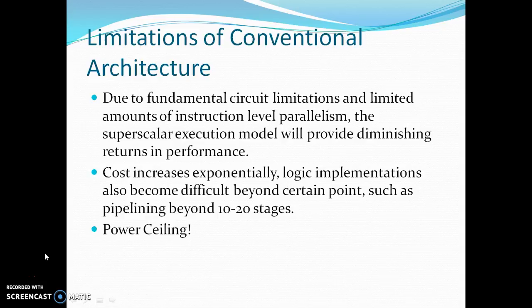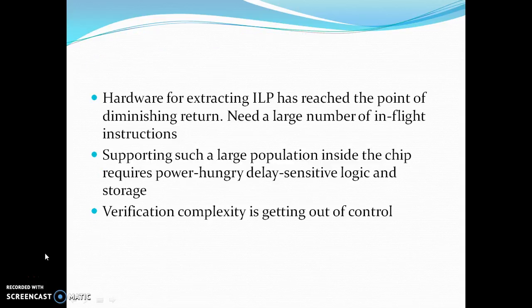Another reason was power. The power required for a microprocessor went from a few watts to 100 watts. Pipelining and parallelism increased the power much more. Even though the power could be reduced with each technology node, with the parallelism the power increased. Again, the verification complexity was also getting out of control. So a lot of cost associated with microprocessor development grew.